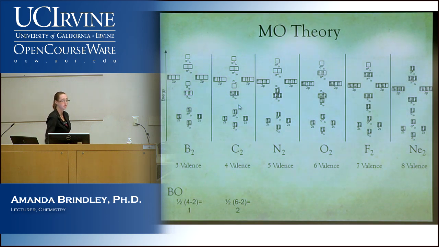N2. So we look at this and we say, well, how many do we have in bonding orbitals? Well, we have 6 here and then 2 here, so 8. And then how many here? So we get a triple bond.